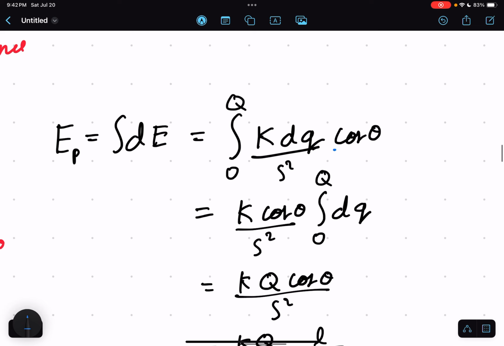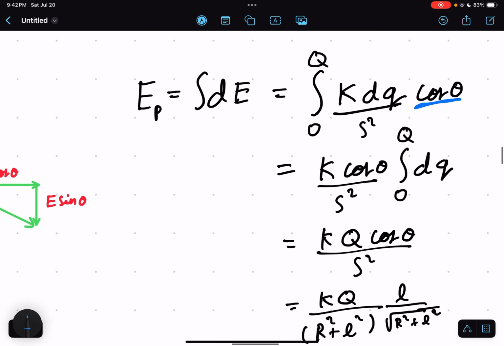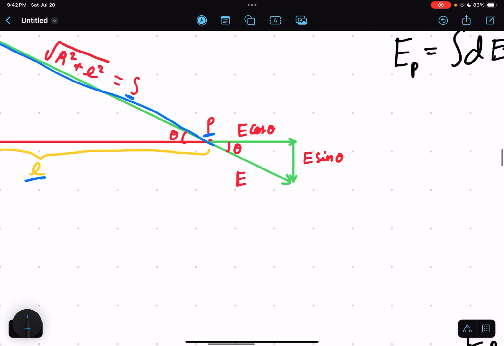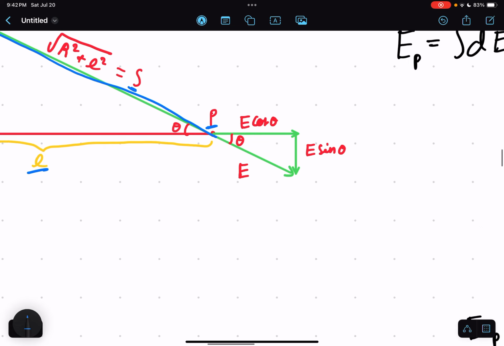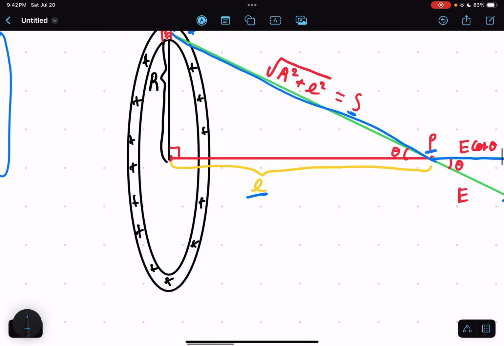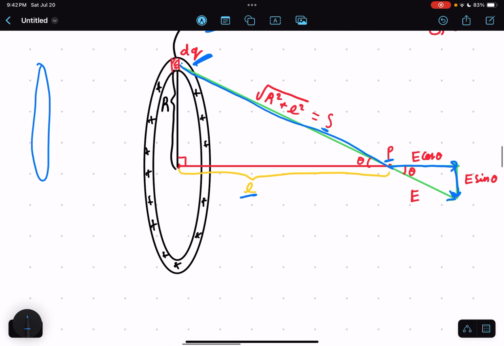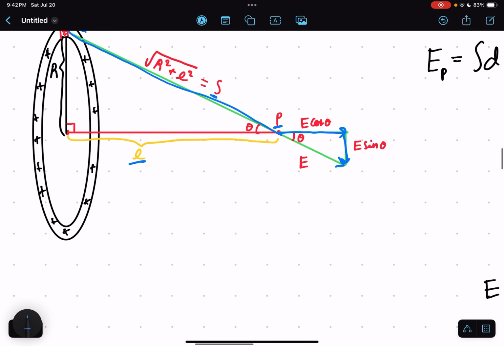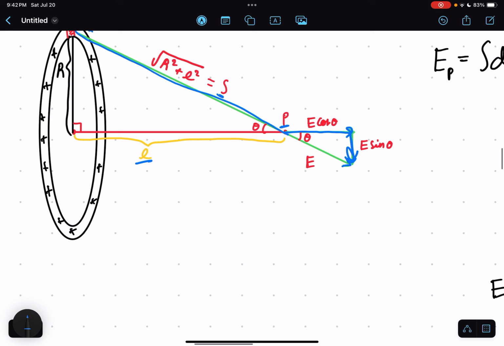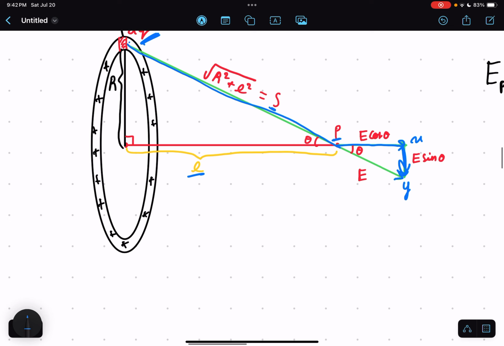Now you might wonder what this cos theta here is. If you actually look at the electric field, it's going to be in this direction, and it's going to be made out of parts in the x-axis and then the y-axis. Now if you look at the ring closely, you might observe that all the components on the y-axis, which is here, would actually get cancelled out as it's symmetric.